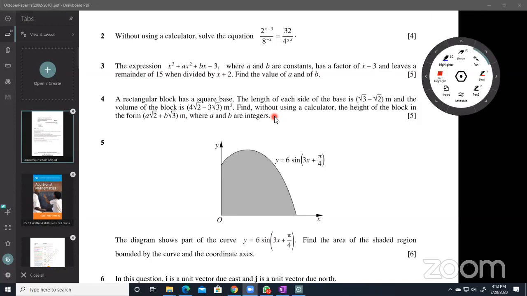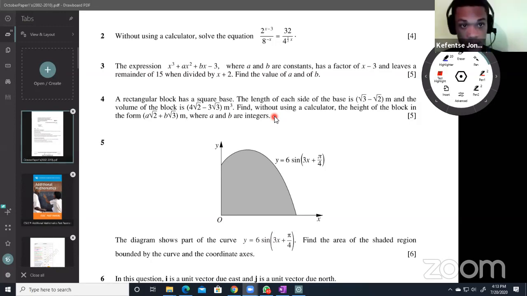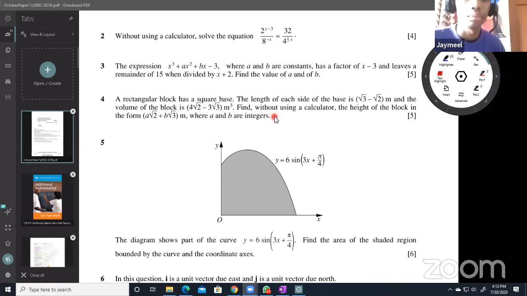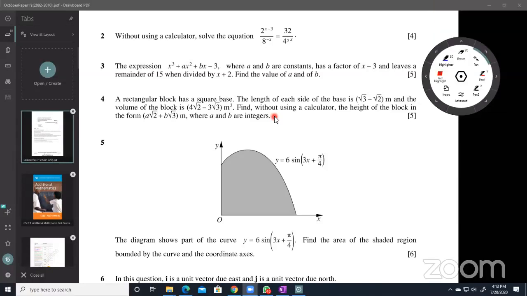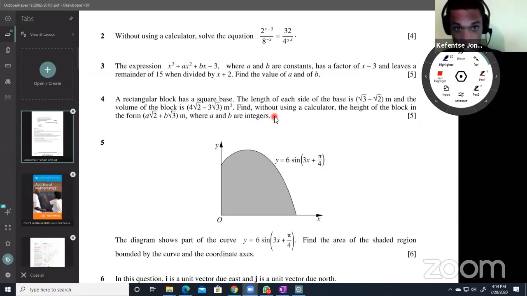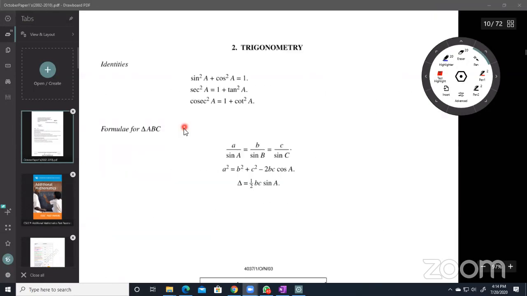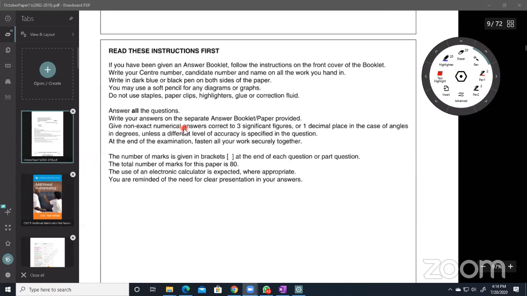You should be able to do number 3 as well, right? Not so, Jamil? Look at number 3. Can you do number 3? All right, okay. Now, just pause for a second, you guys. I want to show you all something. This is how GCE past papers used to come.